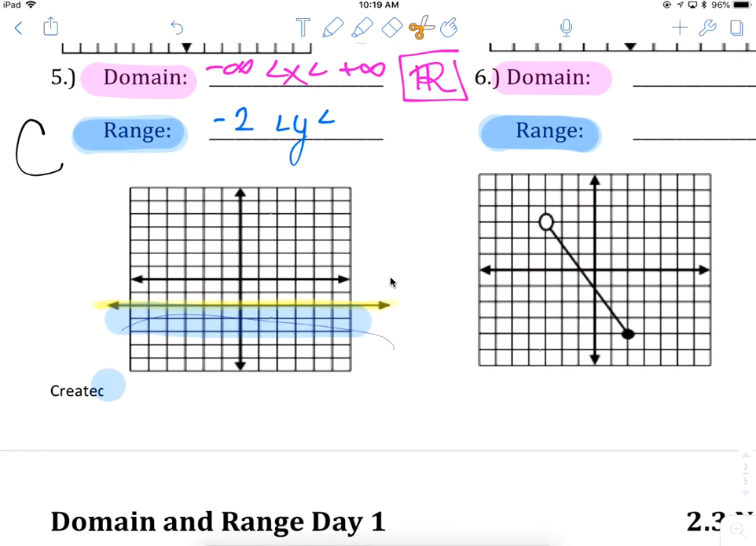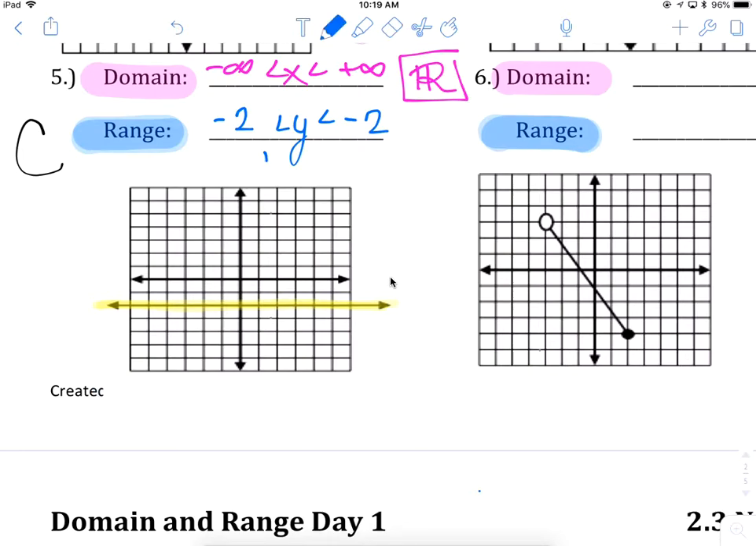Okay? If I move this and I ask you, did it go up to 6 or 5 or 4 or 3, 2, 1, 0, -1, -2? It never went higher than -2. Now, we cannot give answers that say y is between -2 and -2. You can't be bigger and smaller than the same number at the same time.